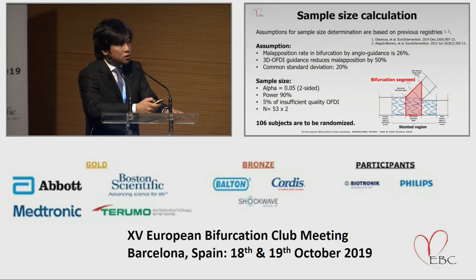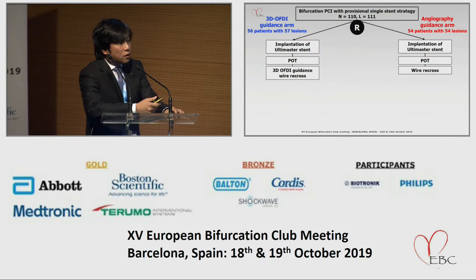And the grant giver was Terumo, and the sample size calculation was based on the previous publication. We assumed that the malapposition rate in bifurcation by angiographic guidance was 26%, and using OFDI during the procedure, it would be reduced by 50%, so the assumed rate of malapposition in the OFDI guidance arm was 13%. Using the standard deviation of 20%, we came up with 106 subjects to be included, also taking into consideration an attrition rate of 5%. As already mentioned, we look specifically into this bifurcation segment in this figure and look at the malapposition in this place. So this was the randomization scheme.